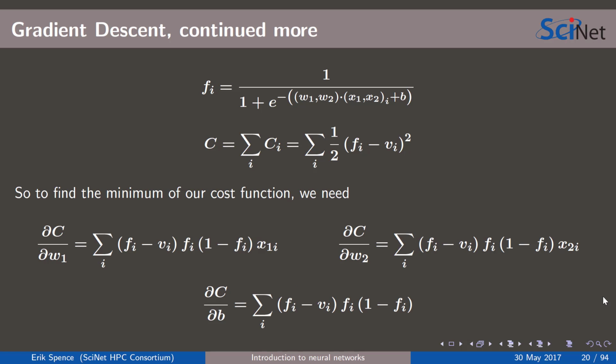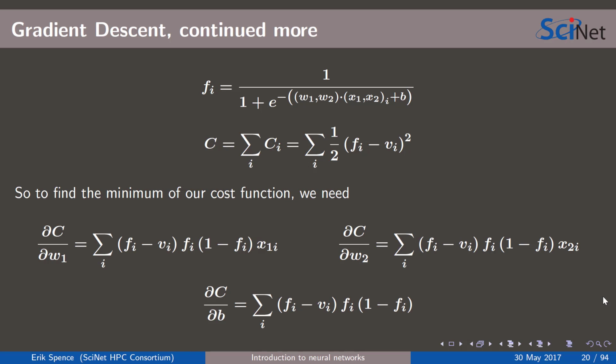So we need to find the derivatives of our cost function with respect to w1, with respect to w2, and with respect to b. I'm going to call this function f. Here's the cost function: one half the sum over i of f at i minus y at i, squared. If you take the derivative of that function, you'll have to take my word for it, or work it out yourself if you prefer. This is the answer.